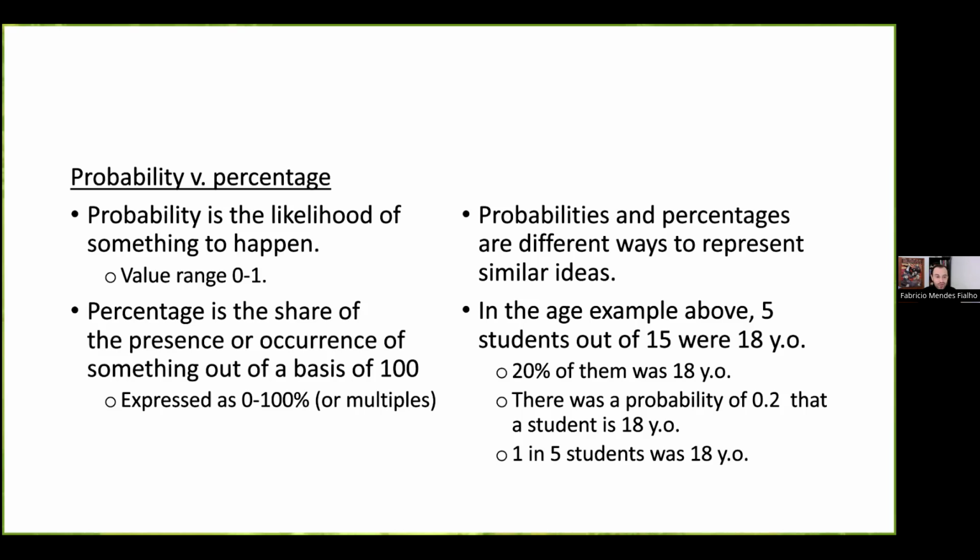We can have, for instance, some things that will happen half of the time, right? Which, for instance, is sex at birth. It's more or less divided 50-50, right?